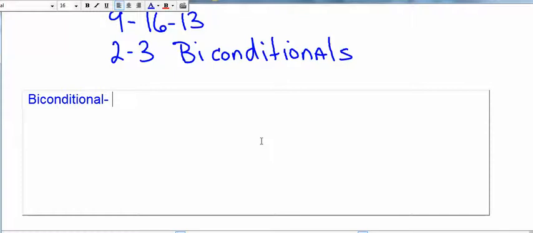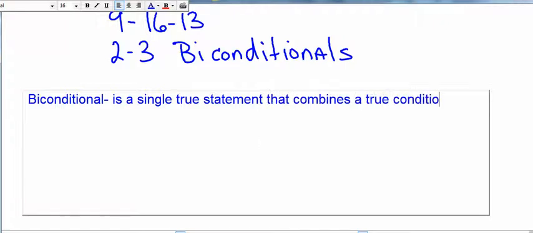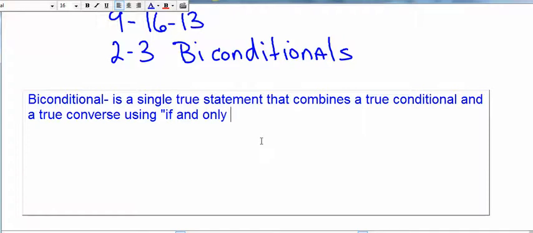Looking at the definition on page 105, a biconditional is a single true statement that combines a true conditional and a true converse using if and only if. It's when you've got a true conditional and a true converse, and you combine that hypothesis and conclusion using if and only if.